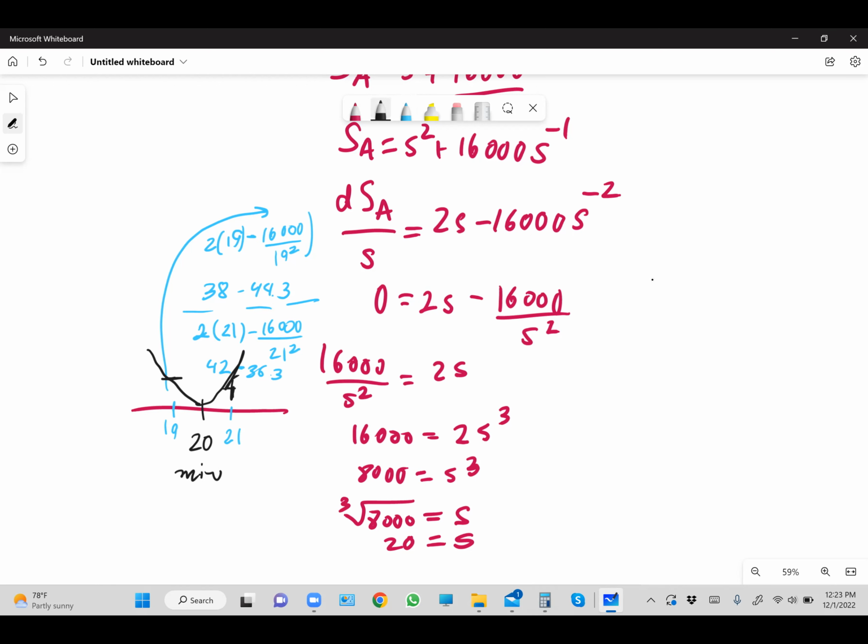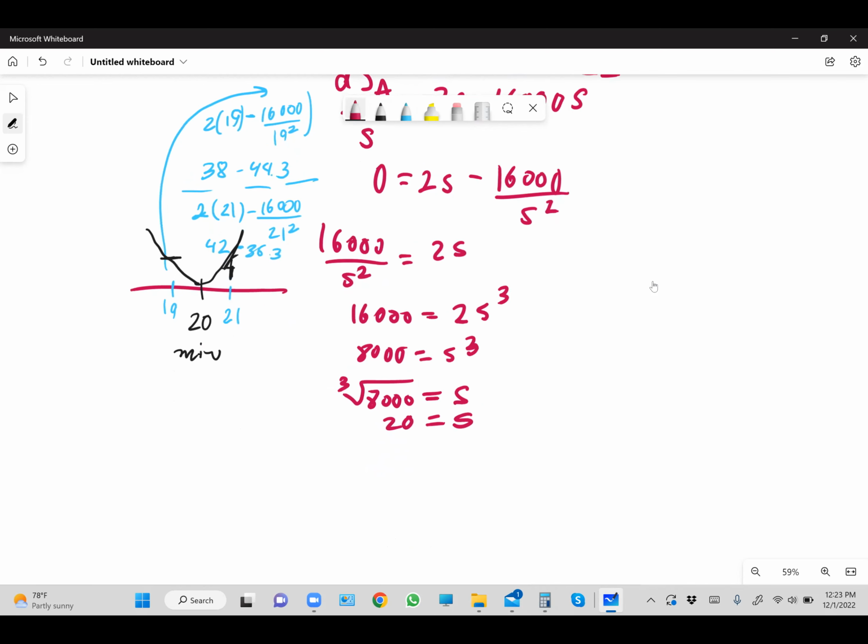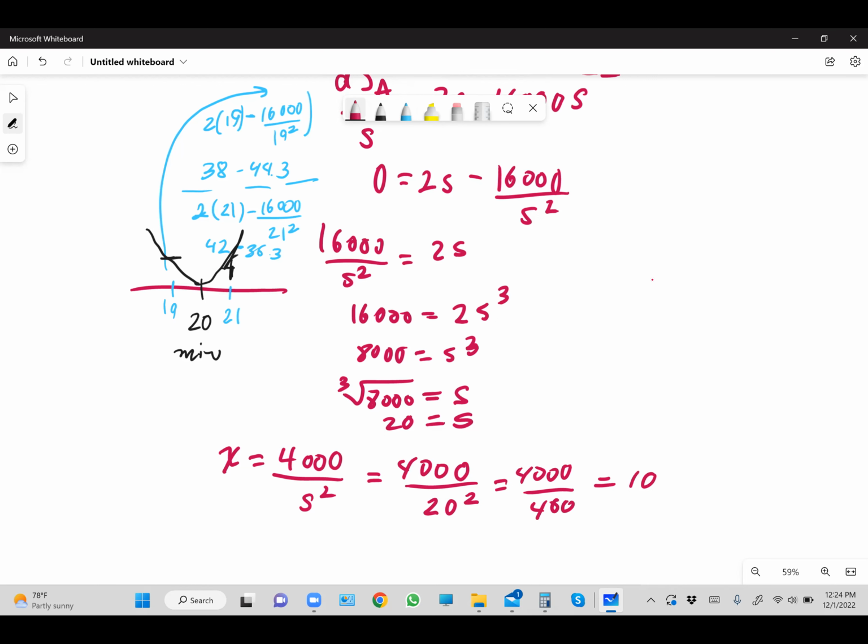As a consequence, you can also figure out what is going to be the height of your box. Because remember, we said that the height of the box, x, must equal 4,000 divided by s squared. And we've just determined that s was 20, so 20 squared. So it's 4,000 divided by 400, sorry. We have 10. So that means that your box should have dimensions of 20 by 20 by 10.